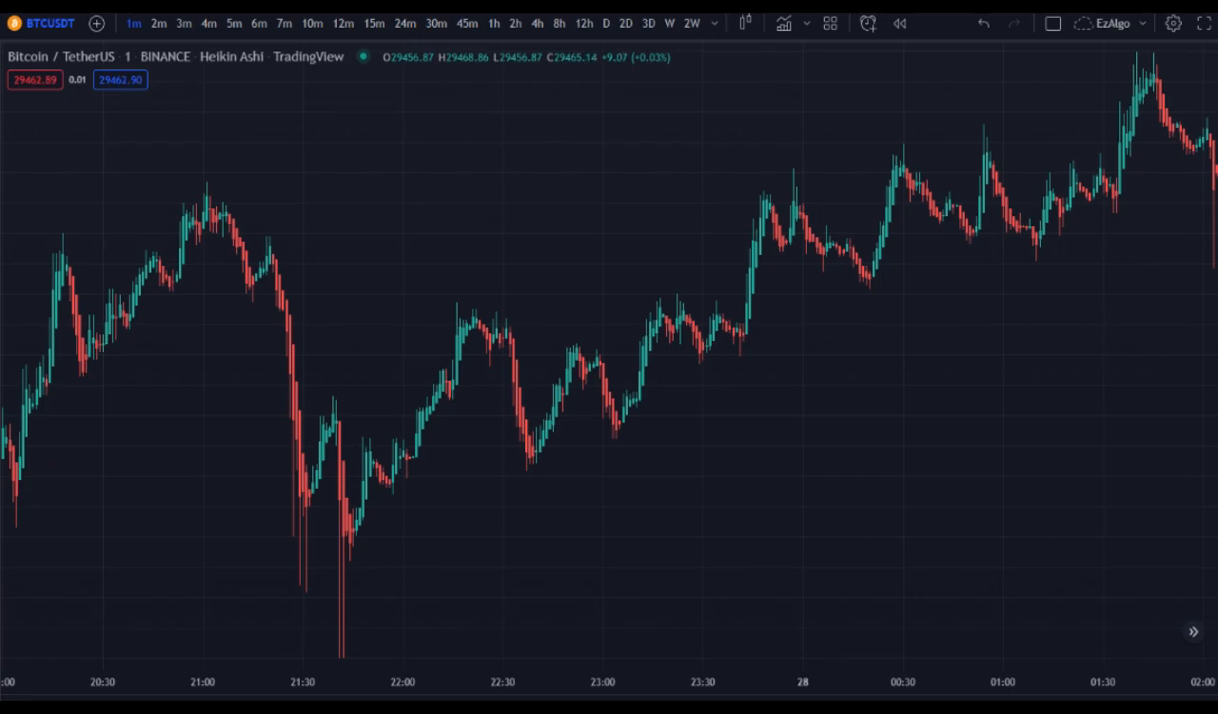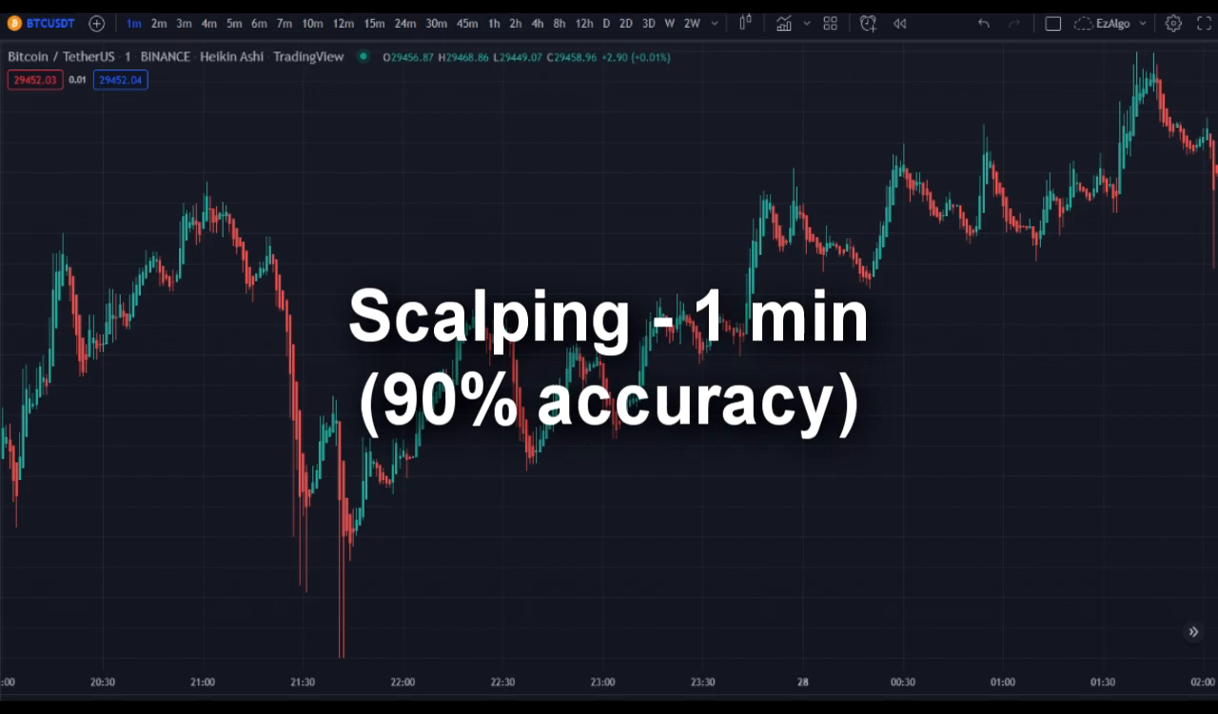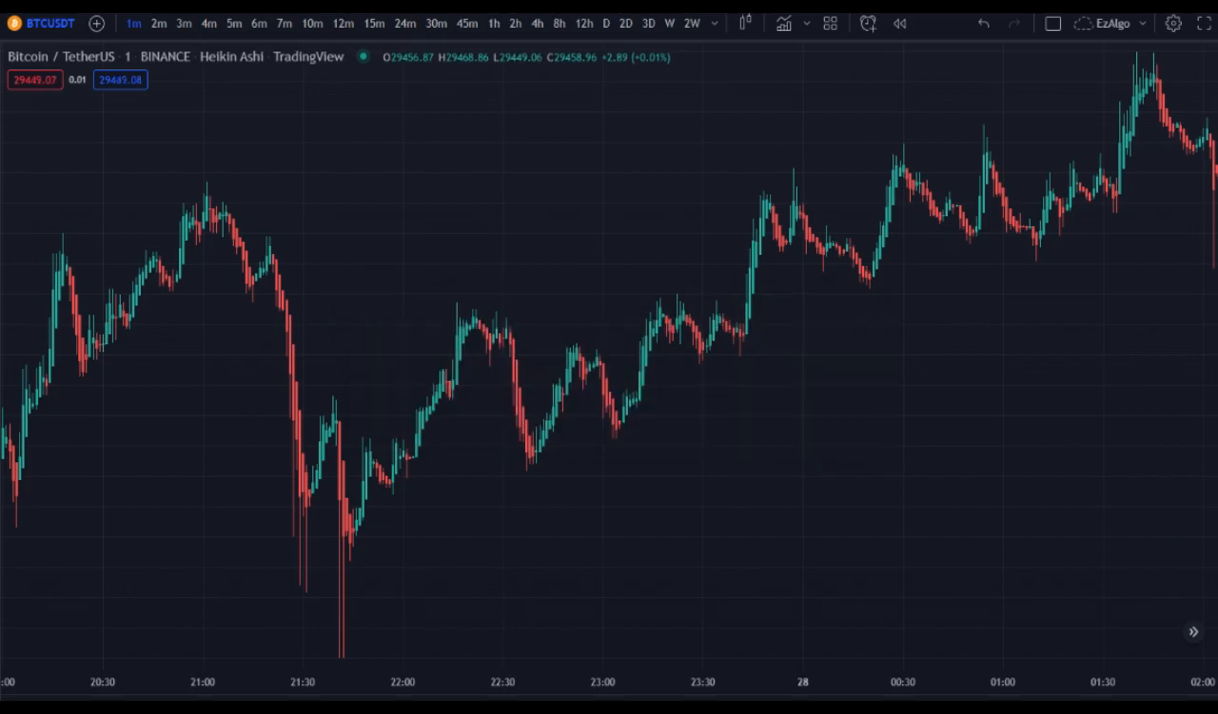And today I'm going to be bringing you guys one of my favorite strategies, which is a scalping strategy on the 1 minute chart. And I love this strategy so much because it's so simple yet so profitable. It has a 90% plus accuracy backtesting the strategy. So let's jump right into it.